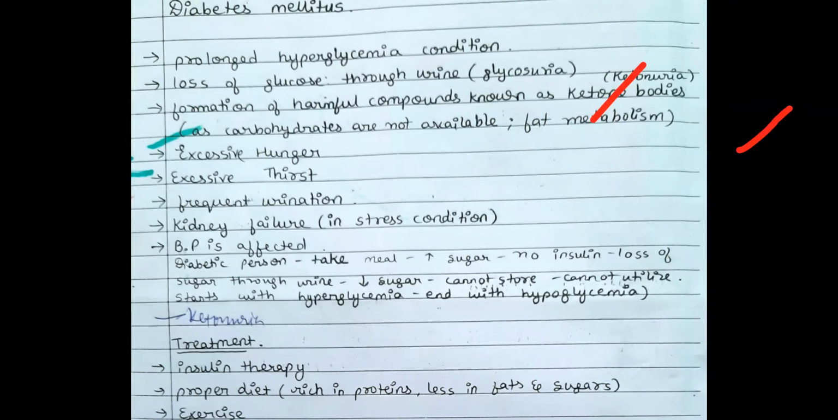How many of you could understand this analogy? इस analogy को किसने understand किया? Are you getting the sense of what I'm explaining? So, इससे ये सब problems होते हैं. अच्छा, few more symptoms you can see. जैसे excessive hunger. क्यों होता है?